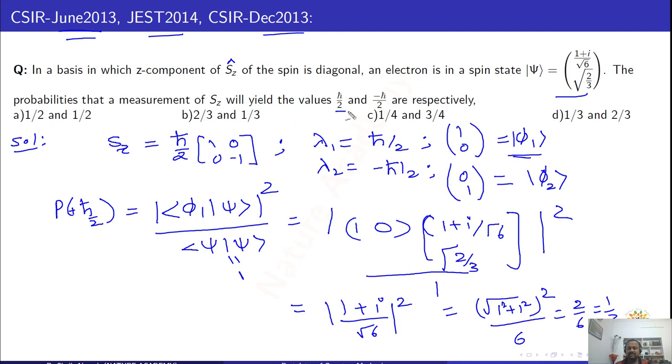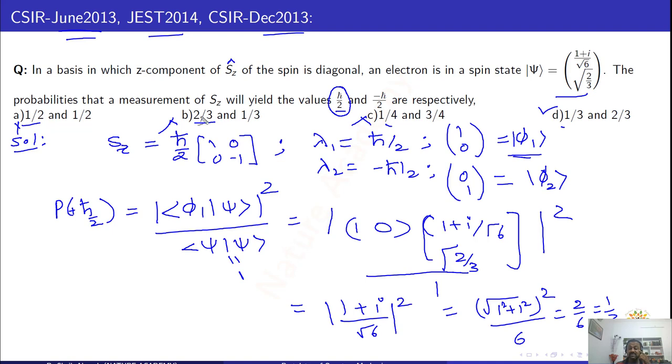Check the answers here. No need to go for the second one. If you calculate P of h bar by 2, the answer is 1 by 3. The options are 1 by 2, 2 by 3, 1 by 4 and 1 by 3. So this is your answer, and there is no need to do the second calculation. The question asks the probabilities that a measurement of Sz will yield h bar by 2 and minus h bar by 2, and for h bar by 2 we are getting 1 by 3.